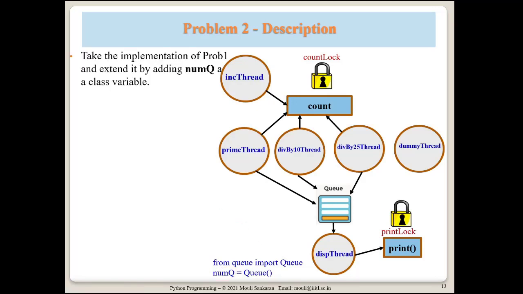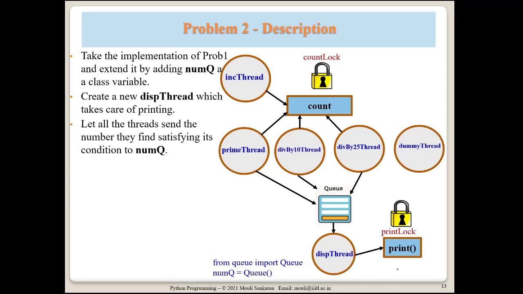Take the implementation of problem one and extend it by adding numq. The code is given. Create a new display thread, which, as you are aware, has only one job, which is to print. Let all the threads send the number they find satisfying their condition to numq. You should send only 2, 3, 5, 7, not any other intermediate numbers.